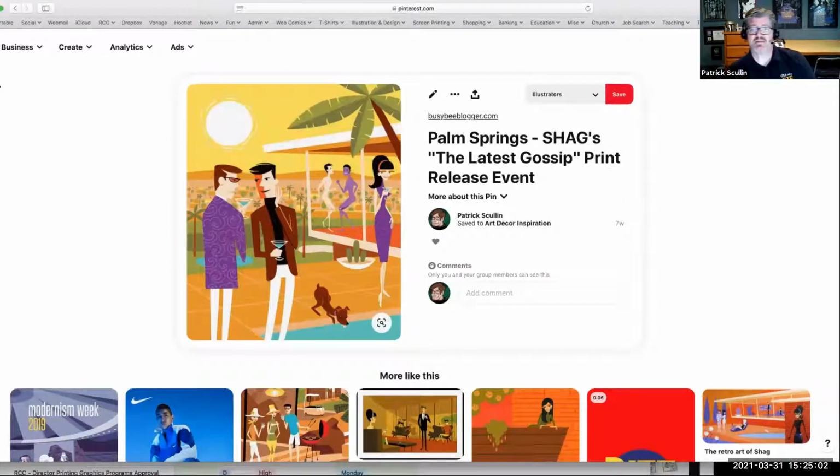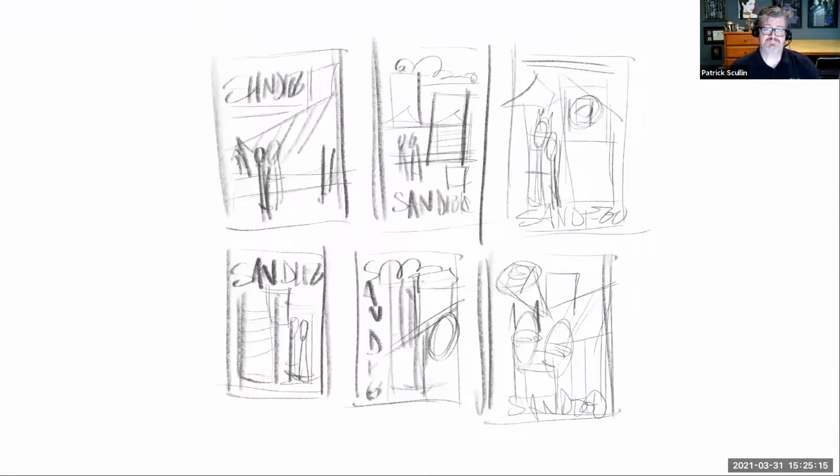Another artist I like is Josh Engel, otherwise known as Shag. He has a cool retro style that I like as well. So this poster design became kind of an homage to both Mary Blair and Josh.